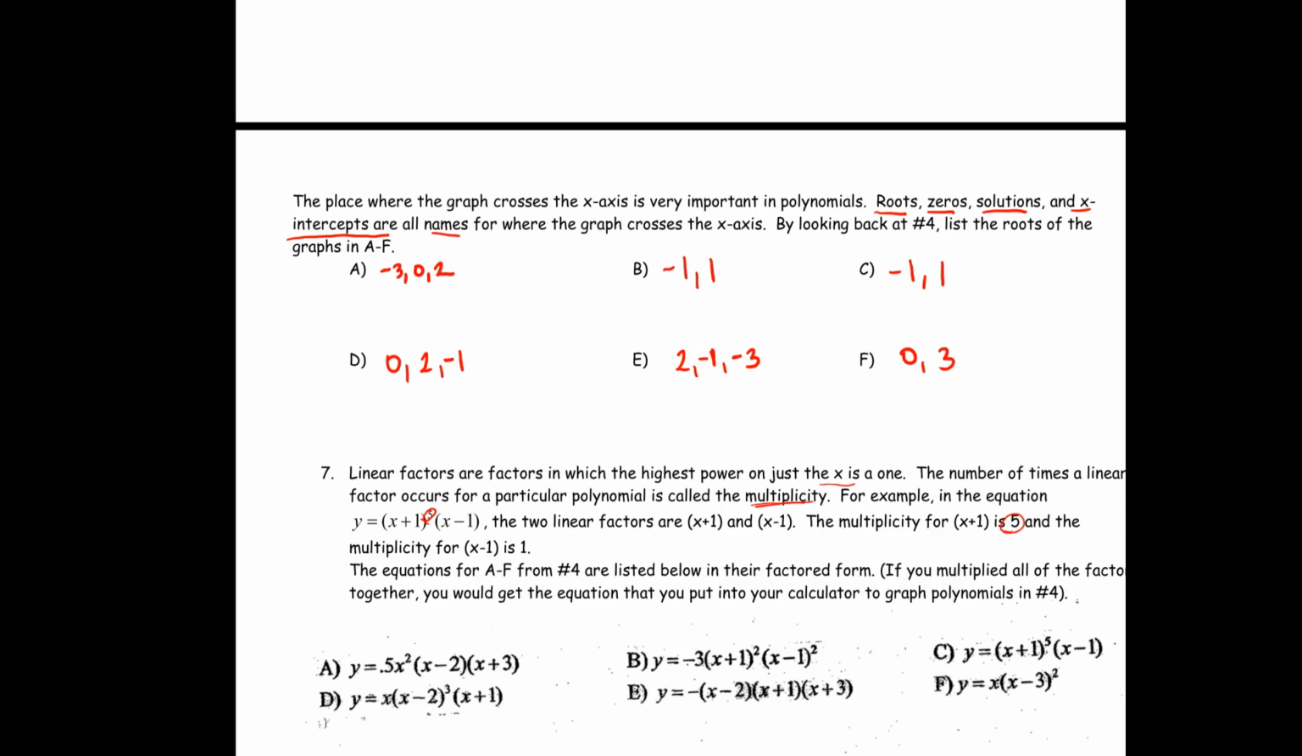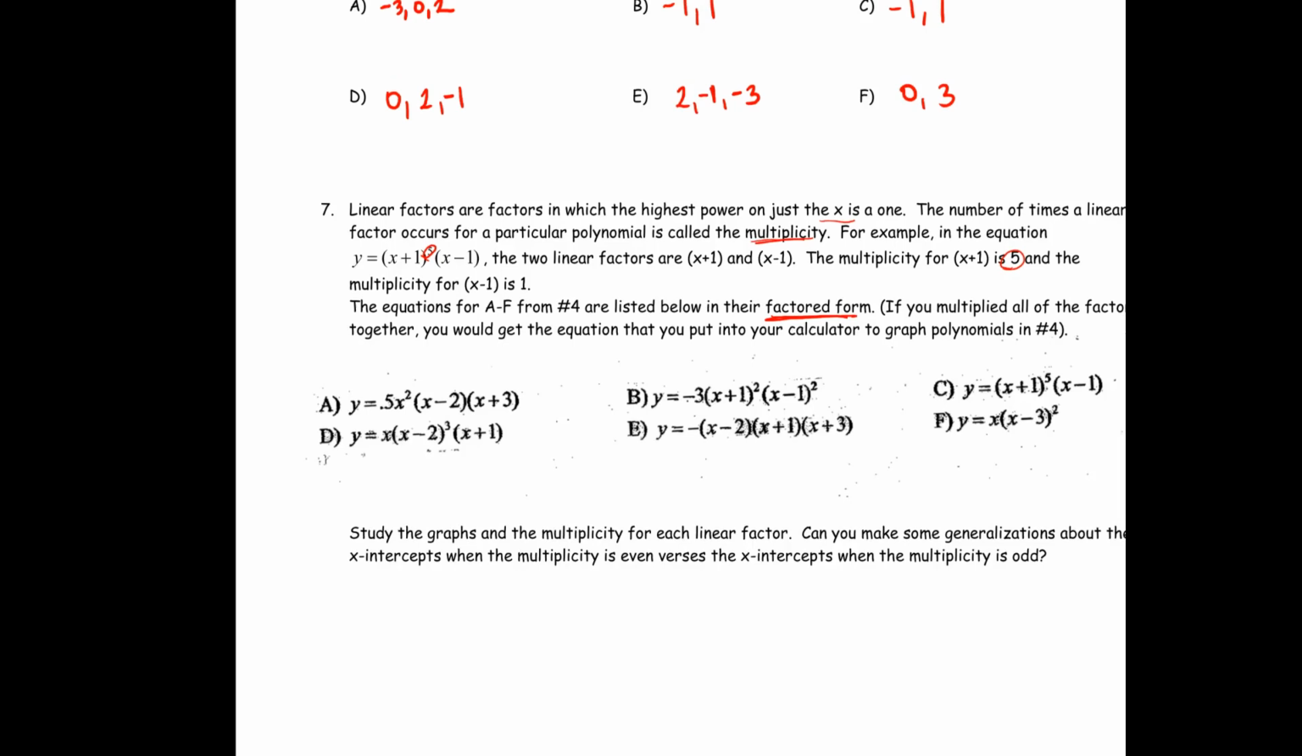The equations that you guys graphed in A through F from number 4 are listed below in factored form. So you can see letter A has been factored for you. We'll review how to factor on our own in a minute. But for letter A, the same equation that you graphed in A is rewritten as 0.5 x squared times quantity (x minus 2) times quantity (x plus 3). So if you multiplied all of these factors together, you'd get that same equation that I had you graph with your partner in the beginning.